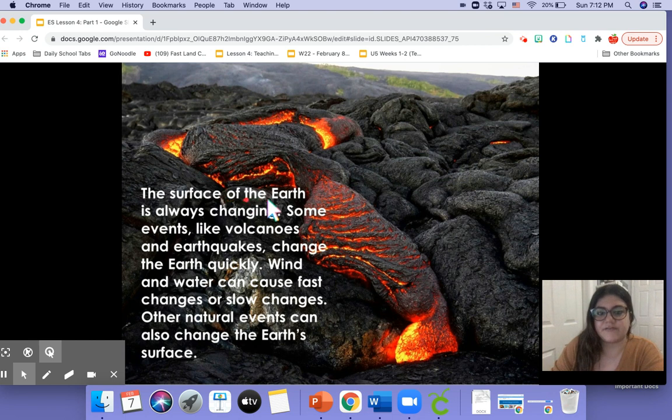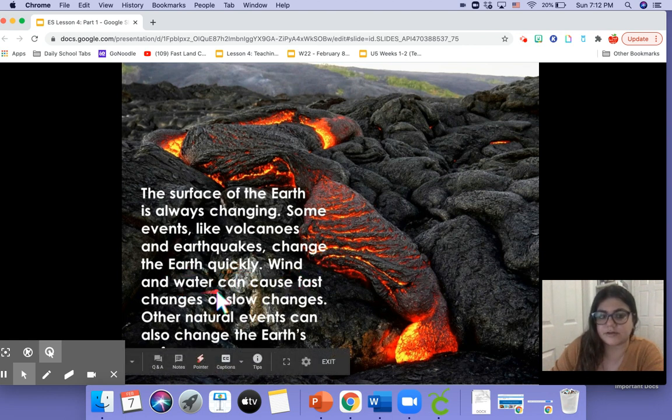The surface of the earth is always changing. Some events, like volcanoes and earthquakes, change the earth quickly. Wind and water can cause fast changes or slow changes. Other natural events can also change the Earth's surface.